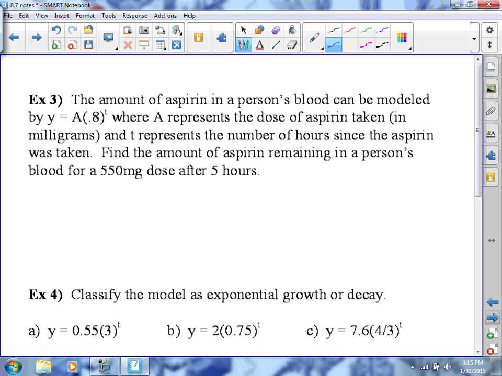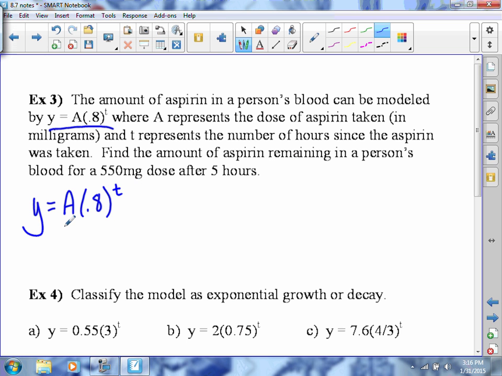Okay, example 3 is another word problem. It's a little bit longer. And this time they kind of give us part of an equation here. It says the amount of aspirin in a person's blood can be modeled by this equation right here. So I'm going to write that down because that's probably the equation that we're going to be using for this problem. So it's very similar to the one we've been using.